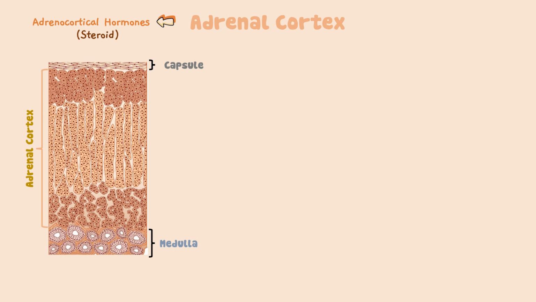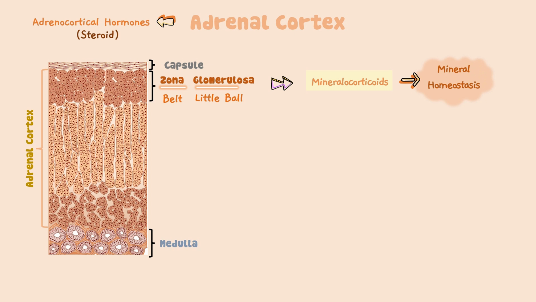Well, the outer zone is the zona glomerulosa, where zona means belt and glomerule means little ball, because its cells are closely packed and arranged in spherical clusters and arched columns. It secretes hormones called mineralocorticoids, named so because they affect mineral homeostasis.